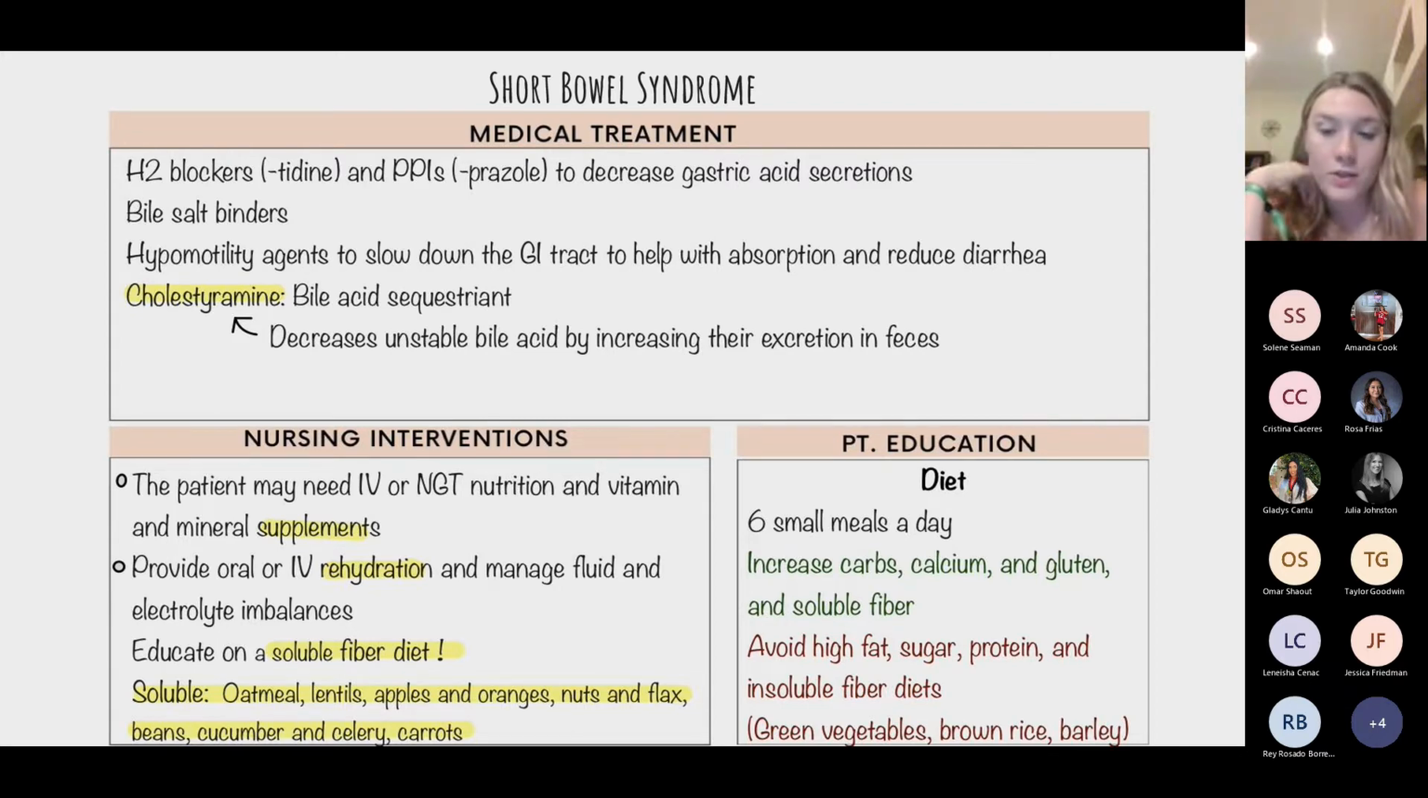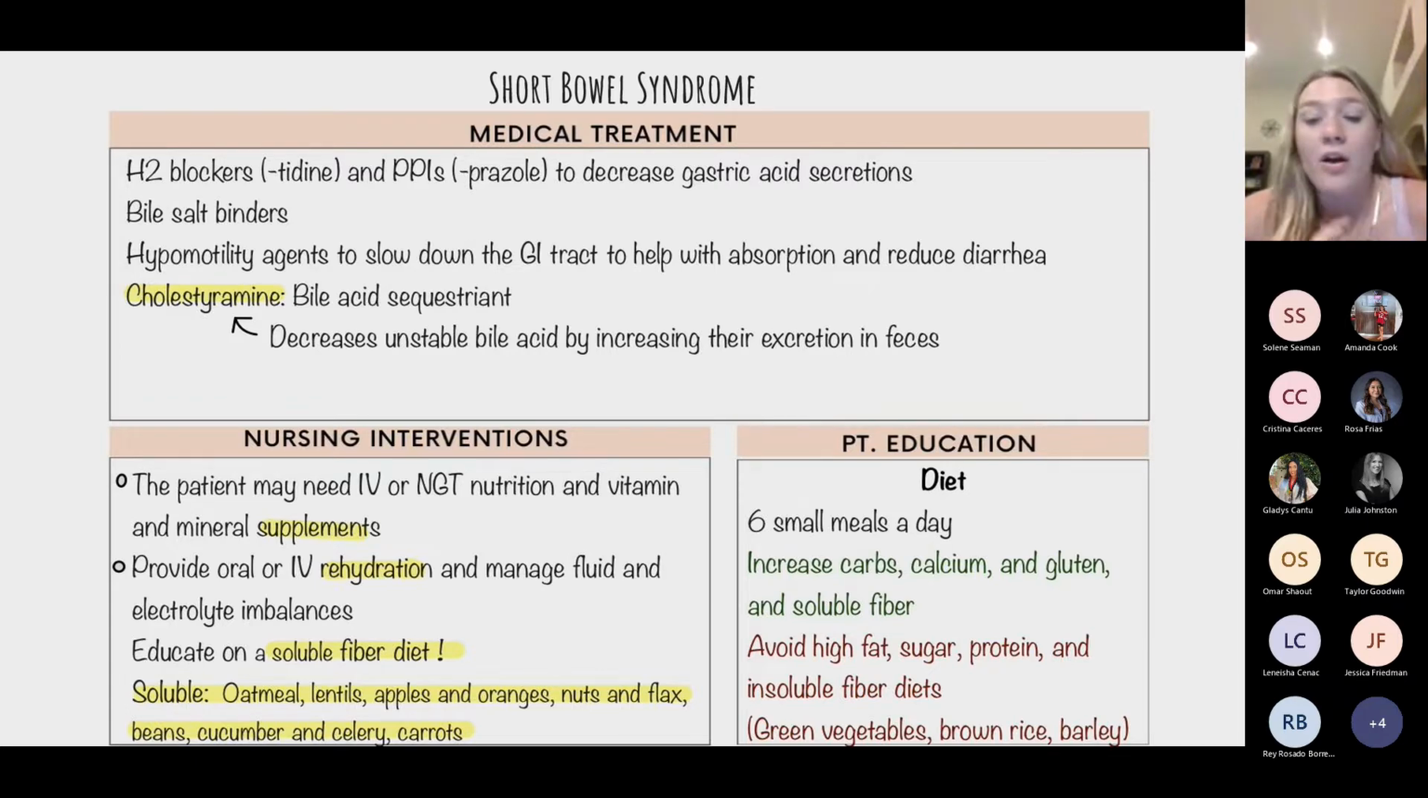To diagnose someone with short bowel syndrome, we're going to do a fecal fat test, and it's going to be positive. Why? Because these patients simply cannot absorb fat. Just remember that. You can also do a barium swallow study or x-ray, but ideally the fecal fat test is going to be super important.